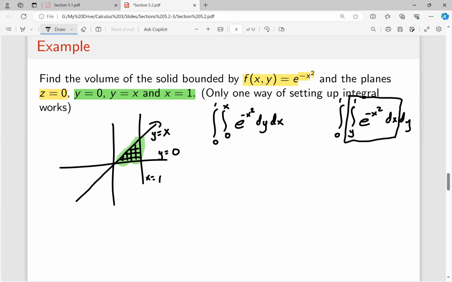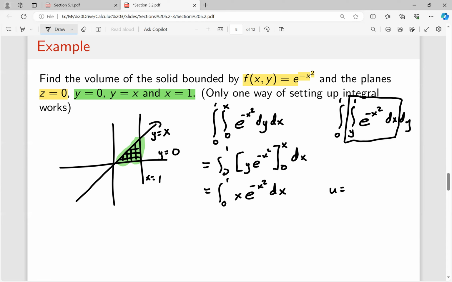There are no y's in here, so you treat the inside like a constant, and you get y e to the negative x squared from 0 to x, with the dx on the outside. Plugging in the 0 gives me nothing, so I might as well just plug in the x. I get x e to the negative x squared dx. And now I do have something I can integrate because I have u substitution.